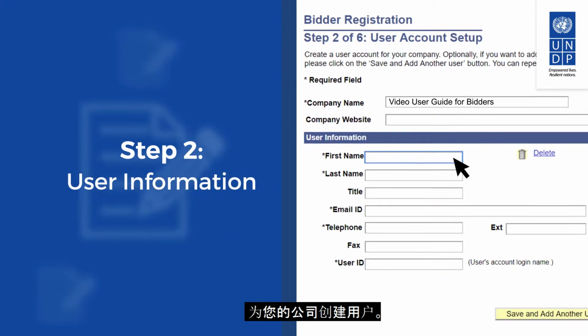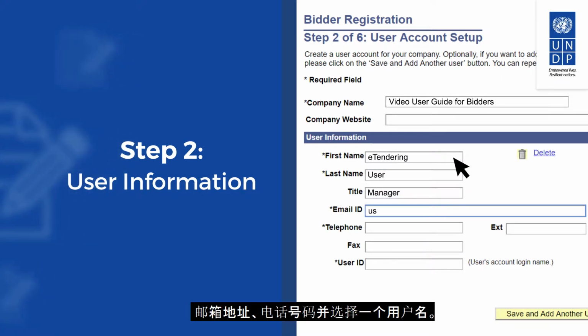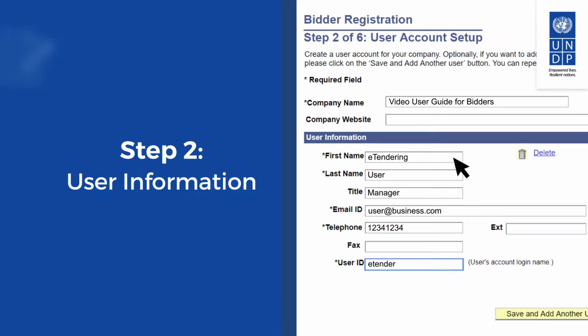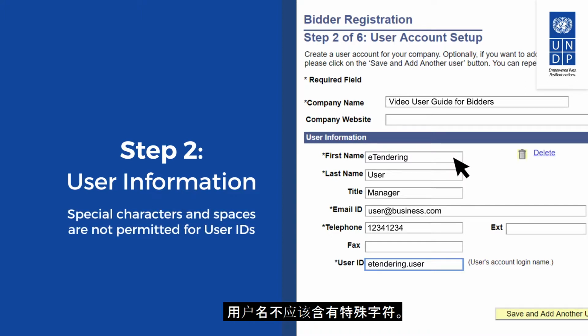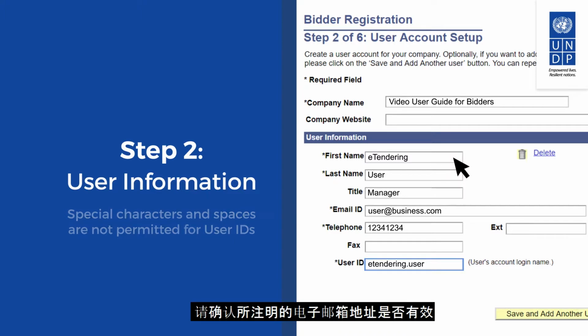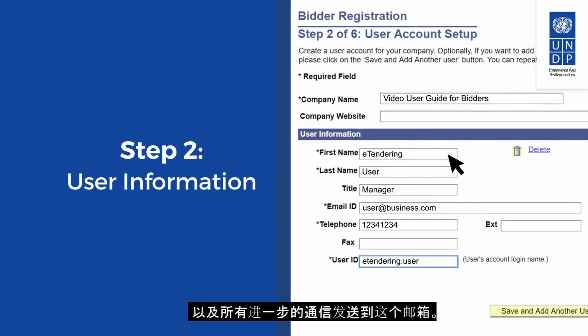Create the users for your company. Enter first name, last name, email address, telephone number, and select a username. Avoid using specific names as usernames, as this is an information that cannot be changed later. Instead, indicate the company name and title or position. The username should not contain special characters. Please make sure the email address indicated is valid and that you have access to it. The system will send the temporary passwords and any future correspondence to this email address.